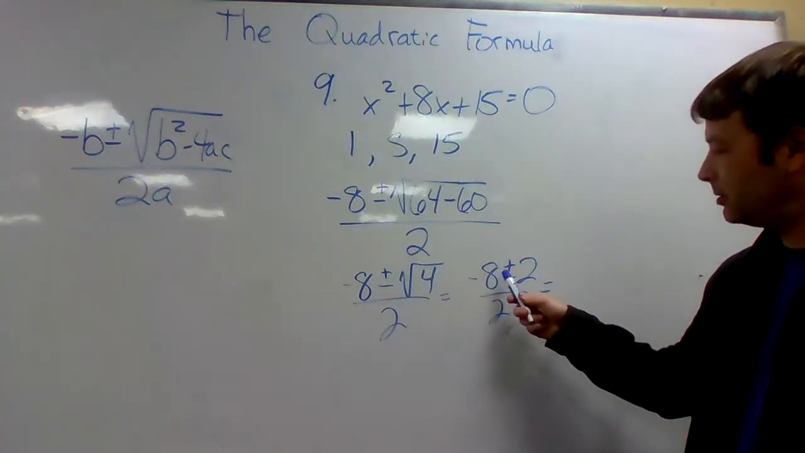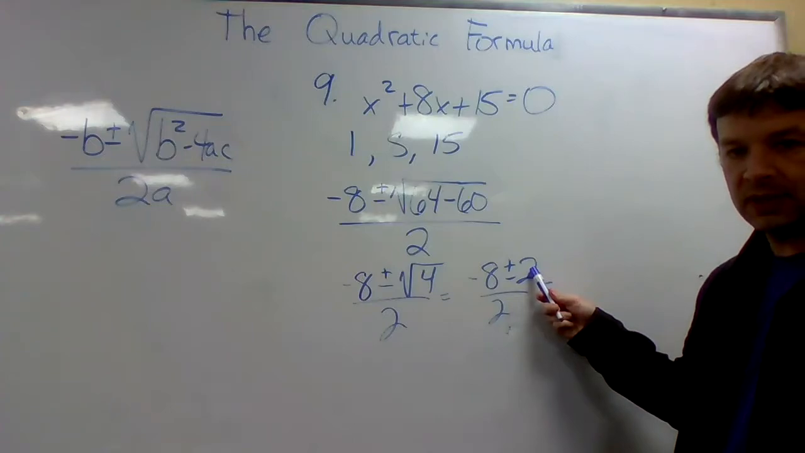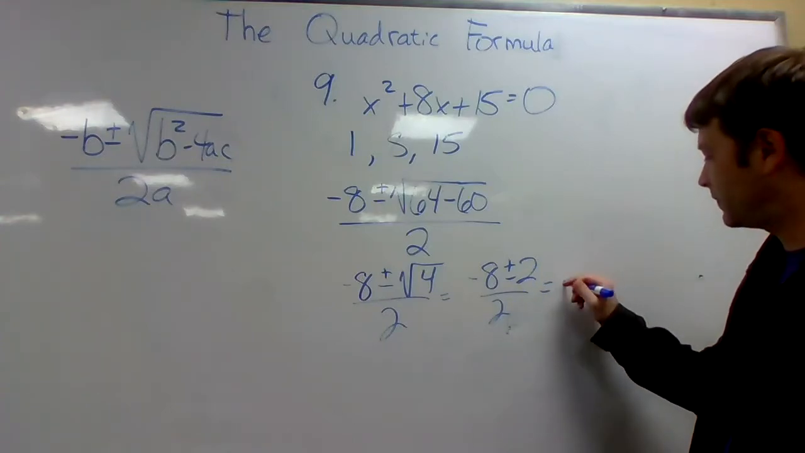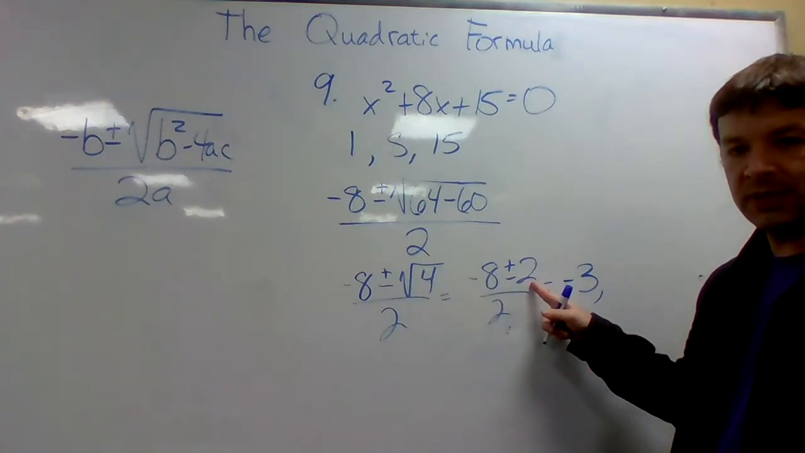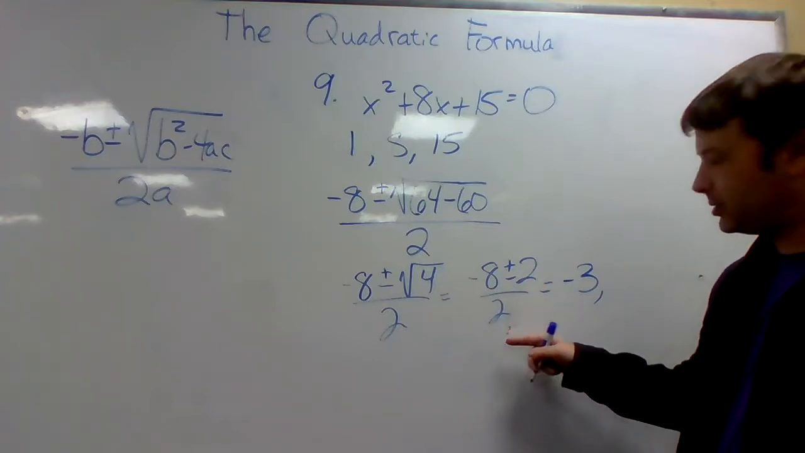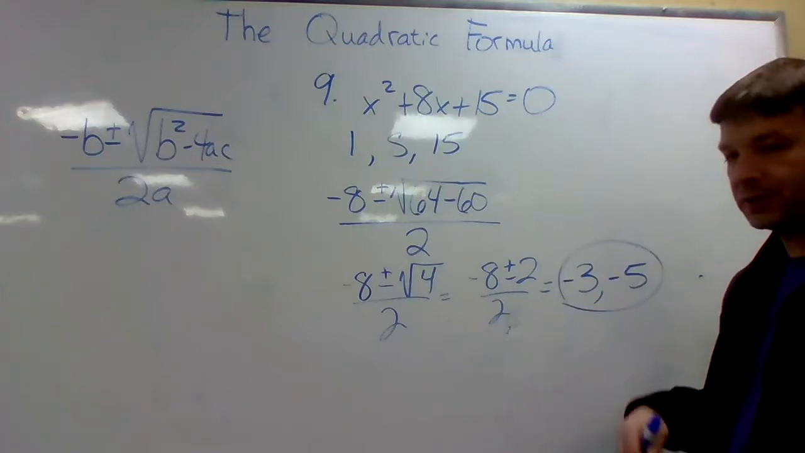Okay, and then just like last time, negative 8 plus 2 is negative 6, divided by 2 is negative 3. Negative 8 minus 2 is negative 10, divided by 2, negative 5. All right, and that would give us our two answers.